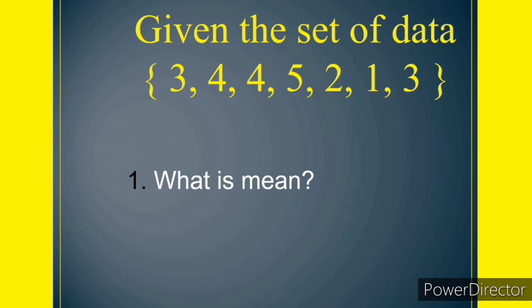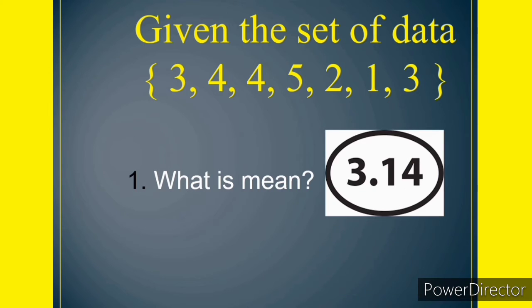Answer is 3.14. How? The sum of all the elements is 22 divided by 7. The answer is 3.14. Second question.